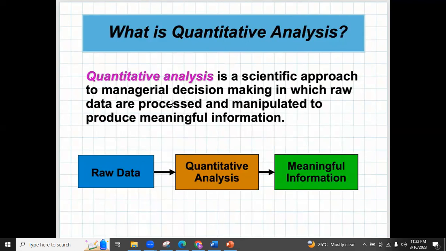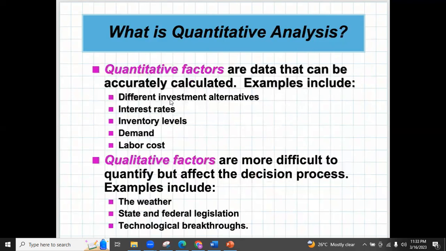So when we do a quantitative analysis or develop a quantitative model, we want something that will guide us and give us that meaningful information to make more correct decisions than wrong decisions. In this kind of analysis there are quantitative and qualitative factors. Quantitative factors are different investment alternatives, interest rates, inventory levels, demand, labor costs, anything that can be quantified, hence quantitative.